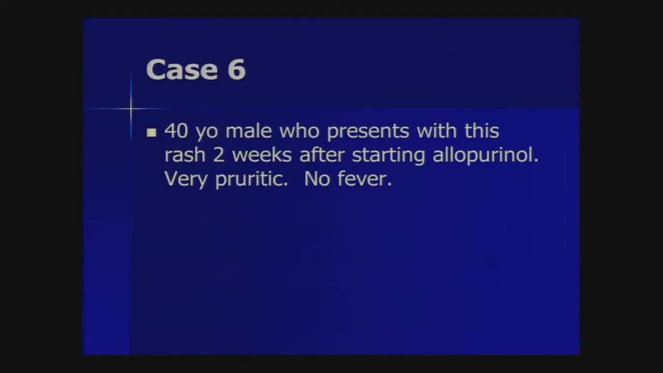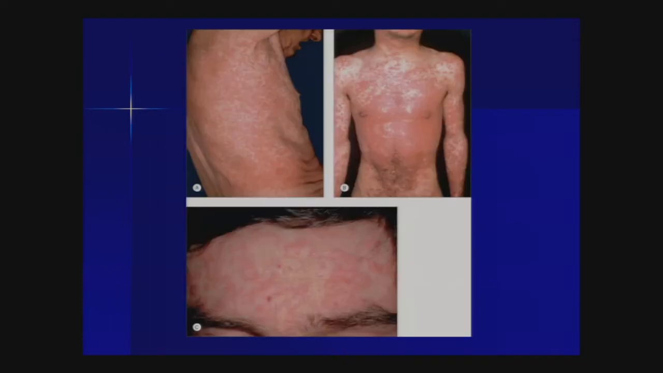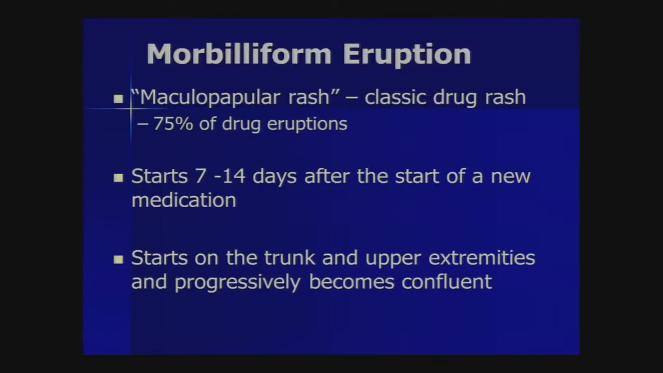And then case 6 is a 40-year-old man who presents with this rash after 2 weeks after starting allopurinol. He, again, is very itchy, no fever, and he looks like this. So this is the rash that, as you can tell, there's a lot of papules and macules coalescing together. This is what dermatology usually calls a morbilliform rash. That's how we say it. A lot of people will call it maculopapular, but it's more of what's called a morbilliform eruption, and that distribution is just called morbilliform.